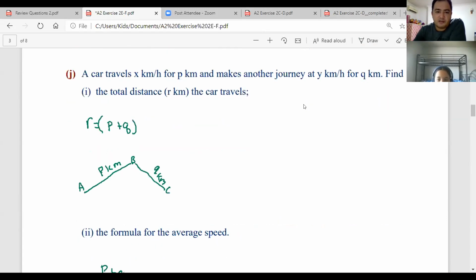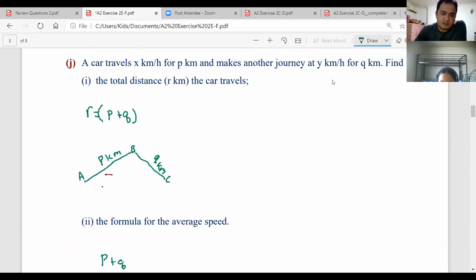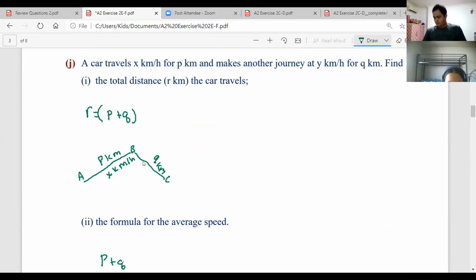No, speed is given, right? It says that a car travels X kilometers from A to B. That is X kilometers per hour. Can you just write the speed here? Here, X kilometers per hour. And from B to C, Y kilometers per hour, right? Y kilometers per hour. Okay.